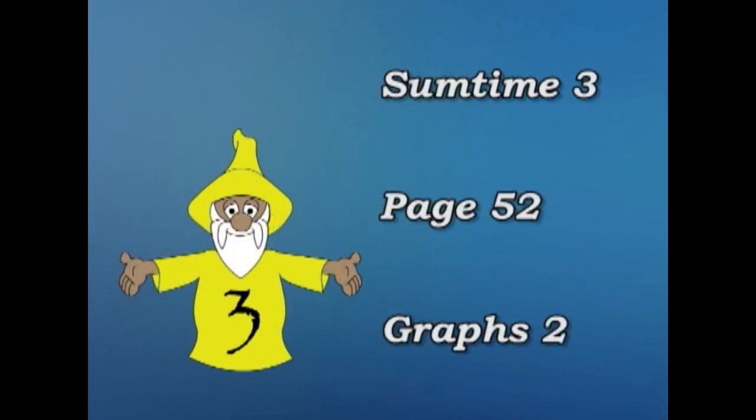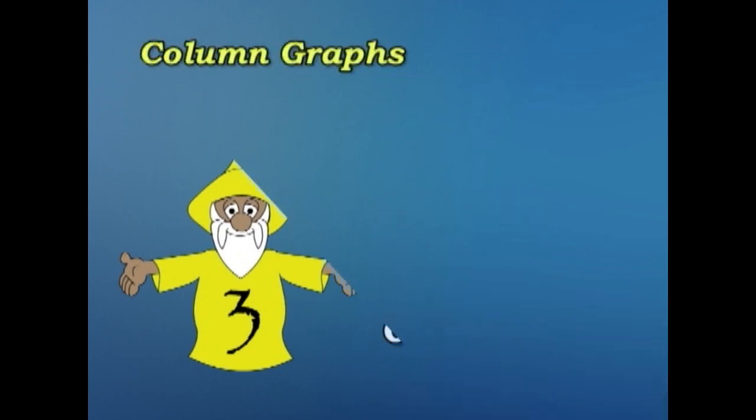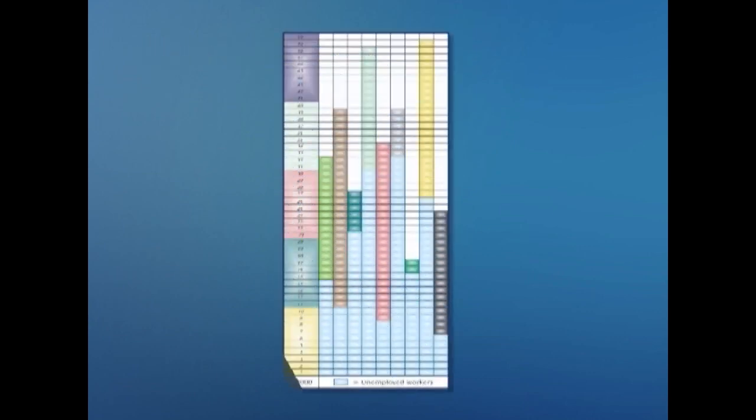Welcome to Sometime 3. Today we're working with page 52, and today's lesson is called Graphs 2, and we're going to talk about column graphs. Each column gives us information. We're going to talk about 9 different islands.